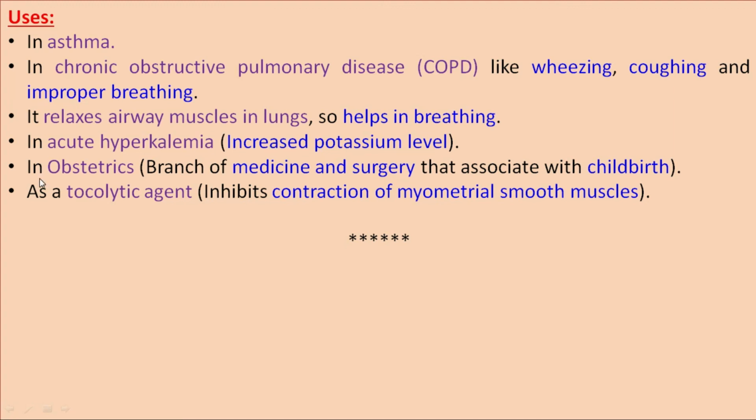It is also used in obstetrics. Obstetrics is the branch of medicine and surgery that is associated with childbirth. It is also used as a tocolytic agent. Tocolytics are the agents that can inhibit the contraction of myometrial smooth muscle. That means it inhibits the uterine contraction and is helpful in childbirth. So these are the different uses of the salbutamol drug.